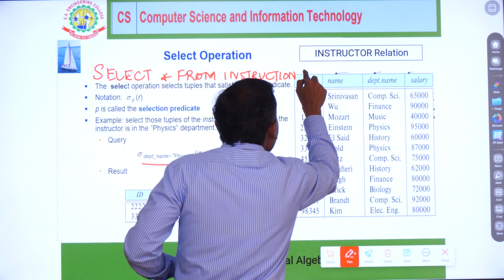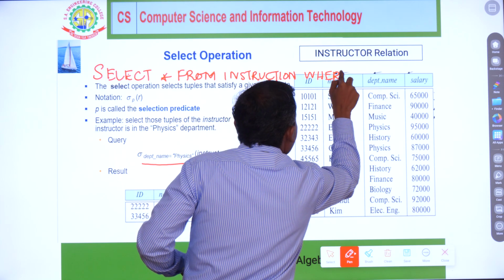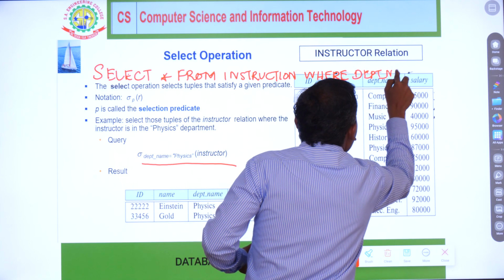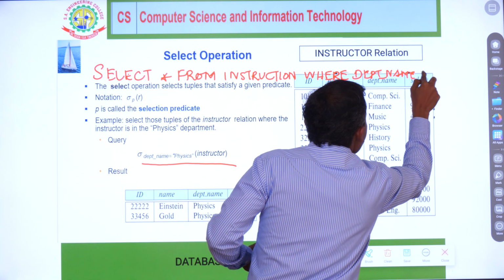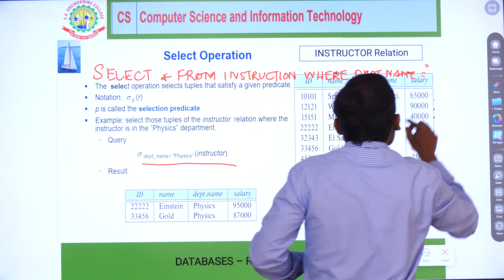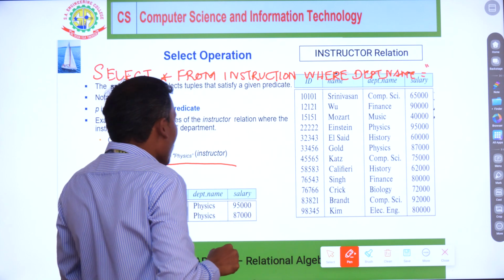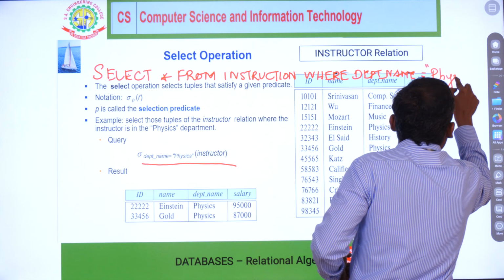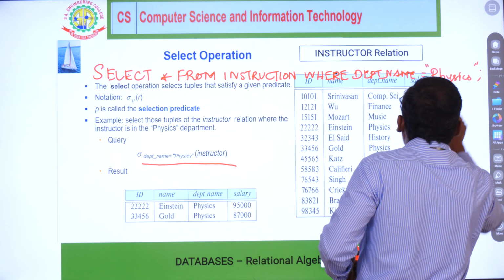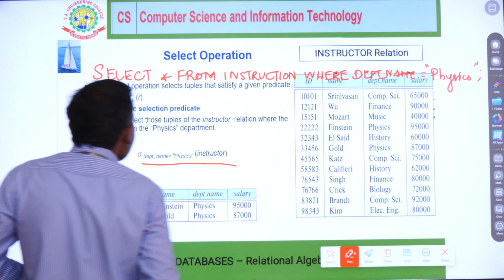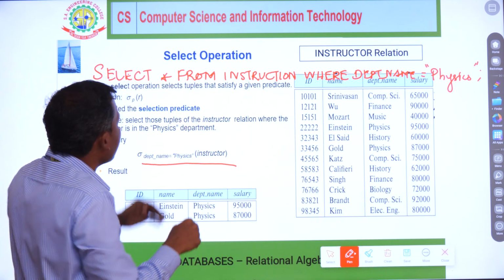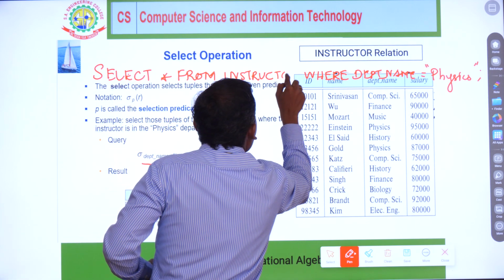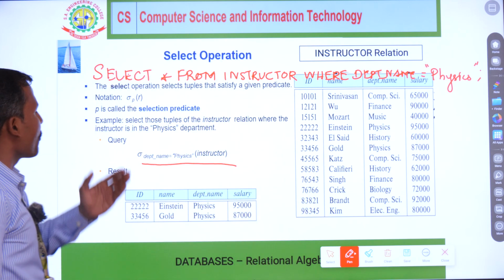We have to apply the condition using the where clause in SQL. So these are basics. Where department name is equal to physics. Since physics is non-numeric data, it has to be enclosed within quotes. And data are always case sensitive as far as a database is concerned. So this is the SQL statement for the given question: select star from instructor where department name is equal to physics.